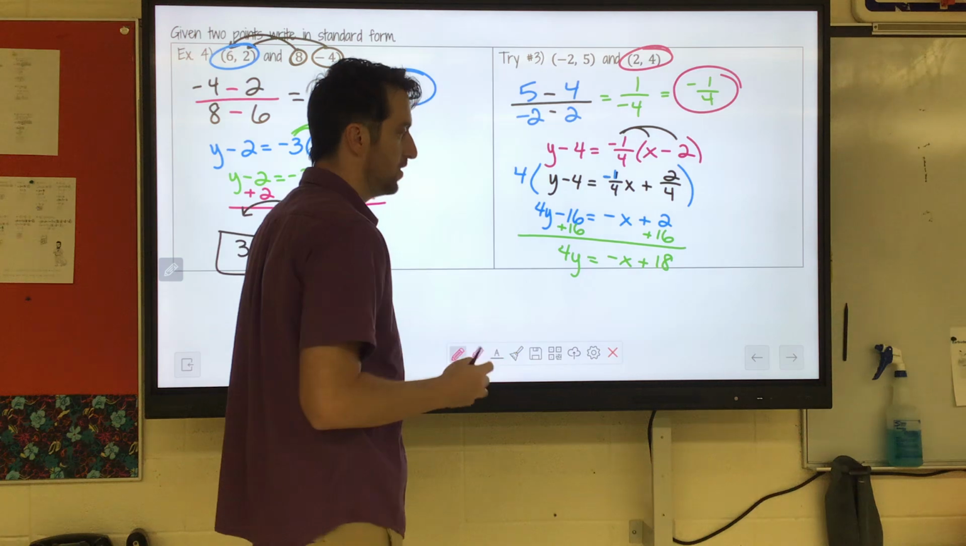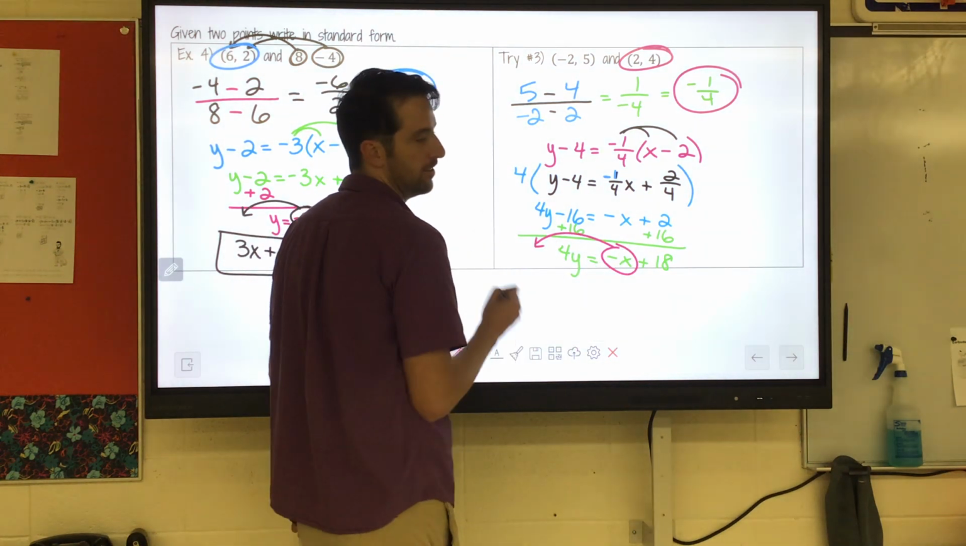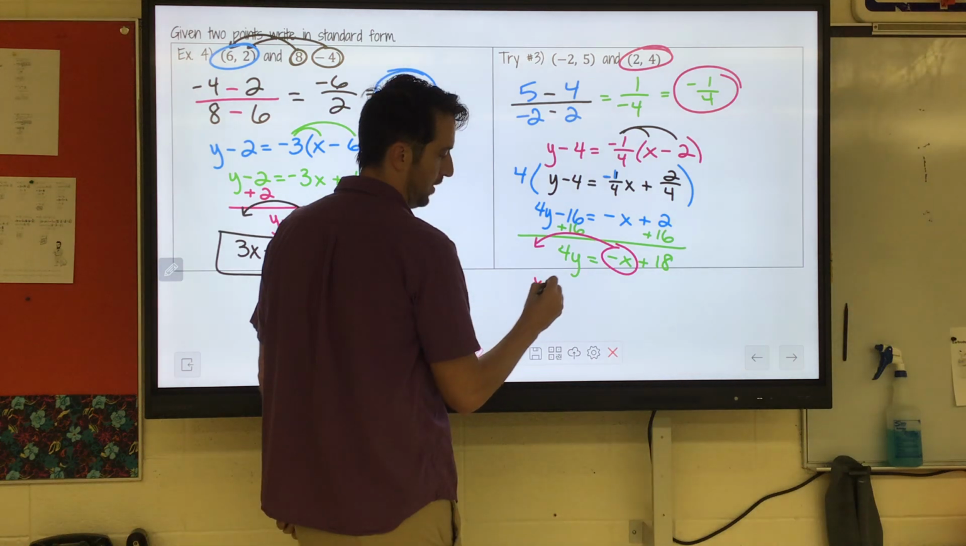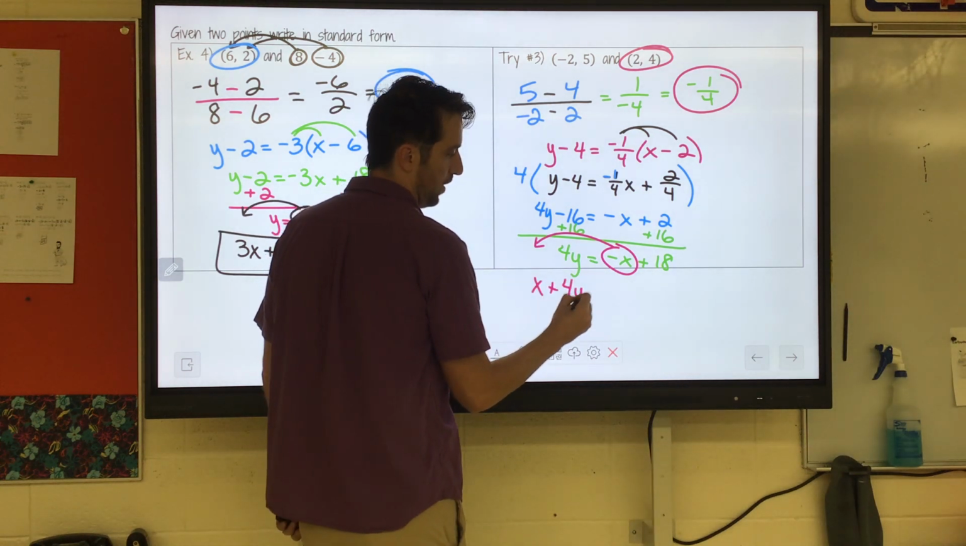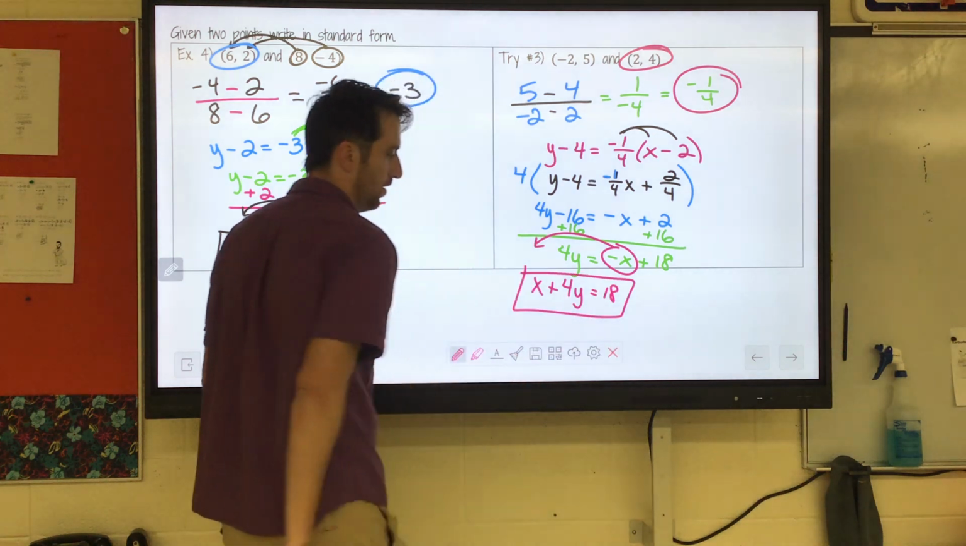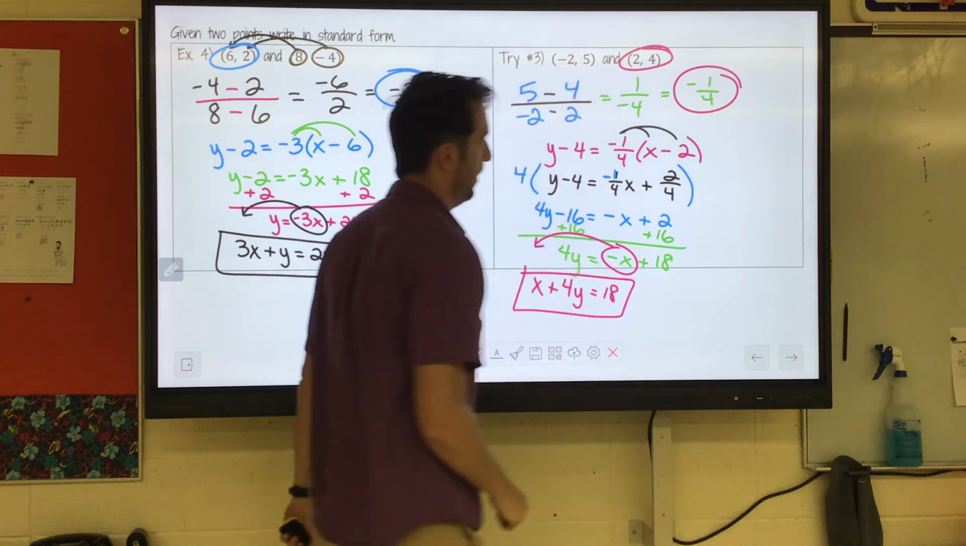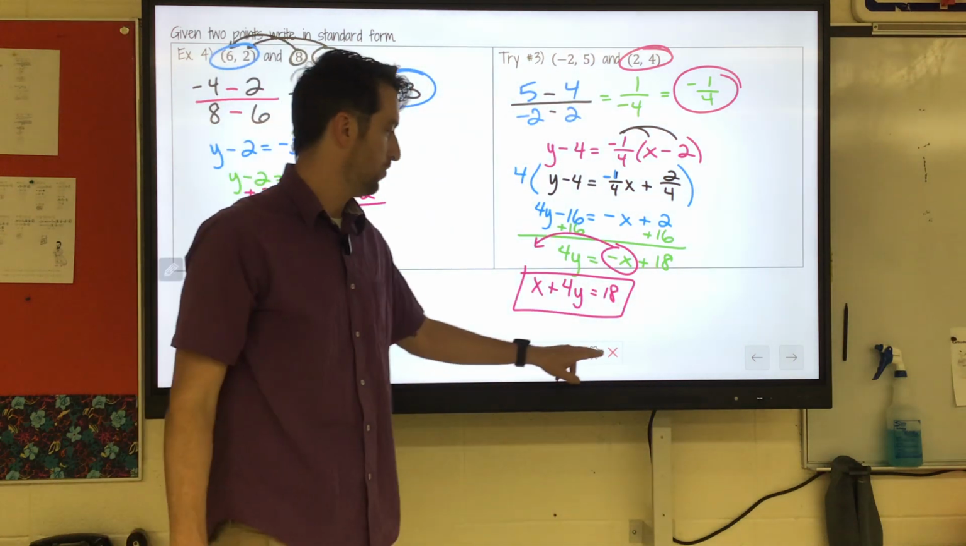No more fractions, now we just need the x on the same side as the y. It's negative, to get it to the other side you would add it. So positive x plus 4y equals 18. Yes! Alright, cool.